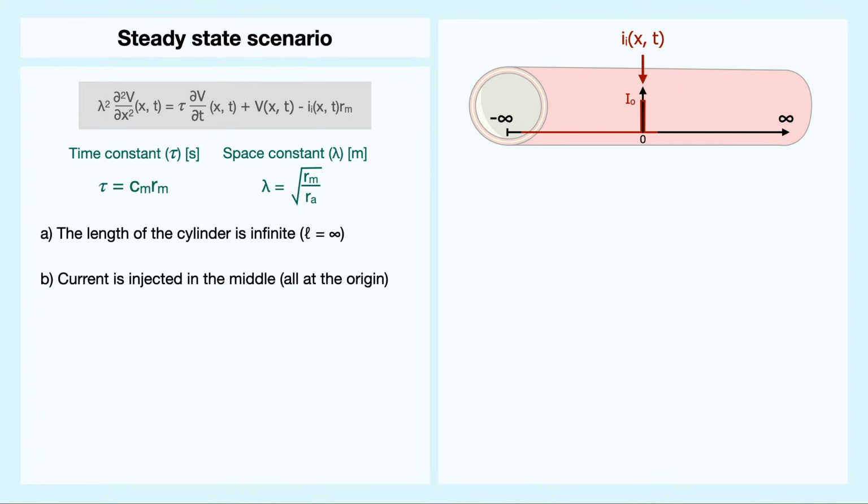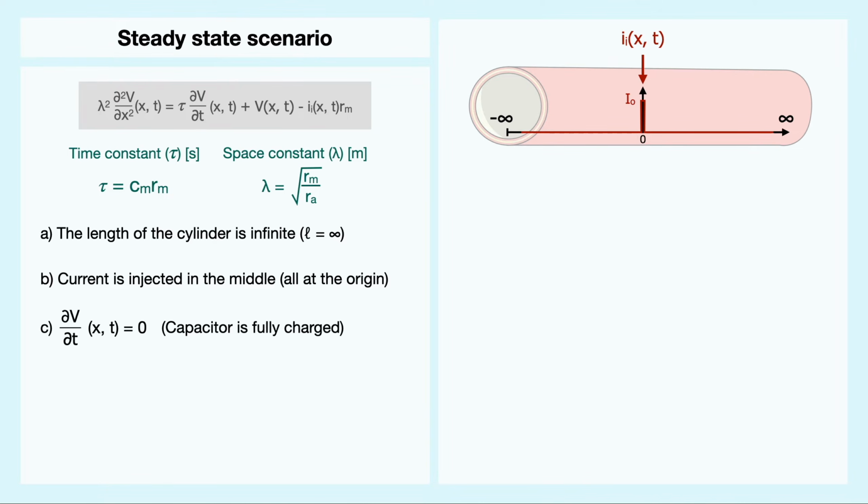Secondly, we assume that we inject current directly in the middle of our cylinder, such that there is only a value of current, I0, at the origin, and everywhere else other than x equals 0 has a current value of 0. Thirdly, as it says in its name, the steady-state scenario disregards time, and assumes a scenario where the rate of change in voltage as a function of time is equal to 0. In our context, this implies that the capacitor is fully charged.